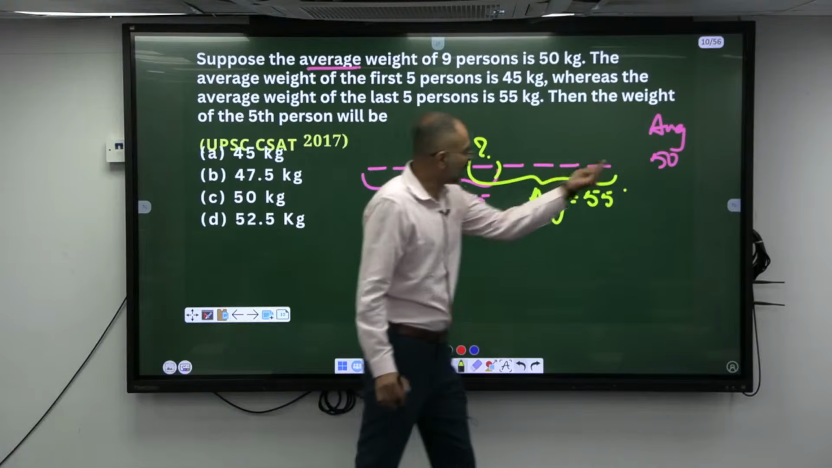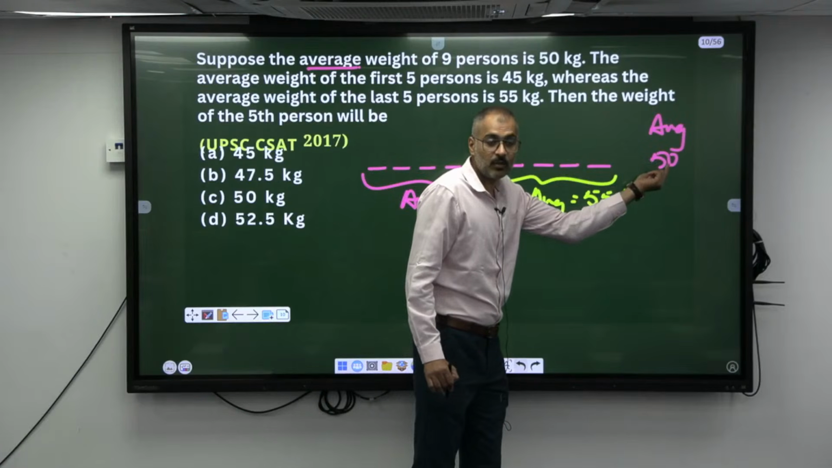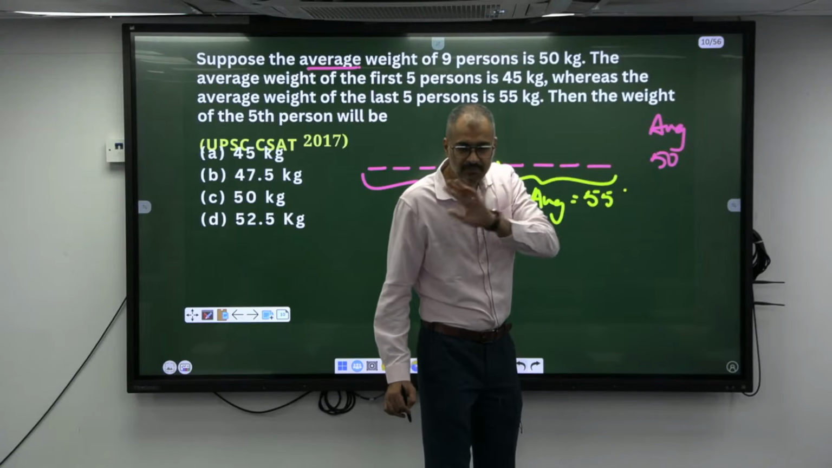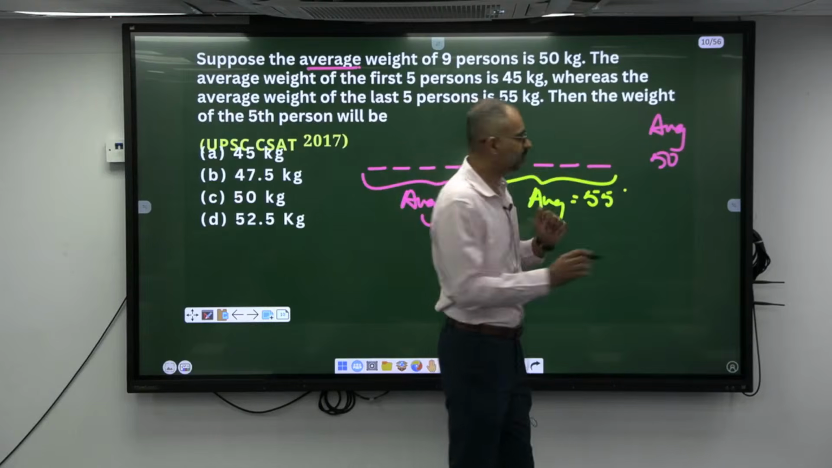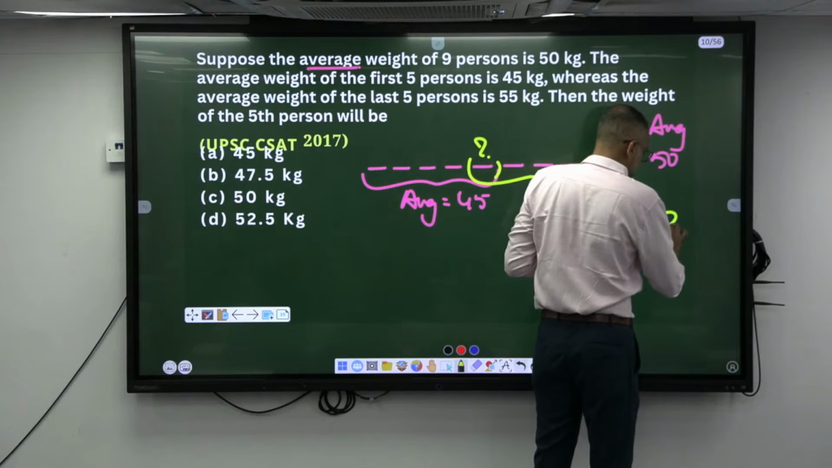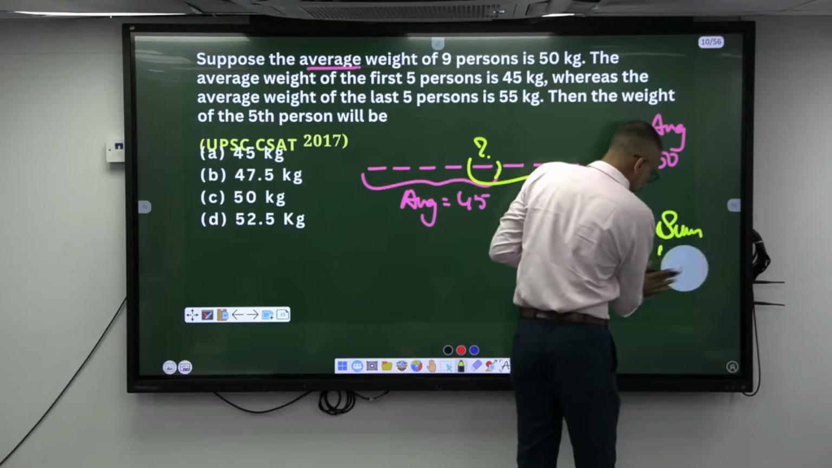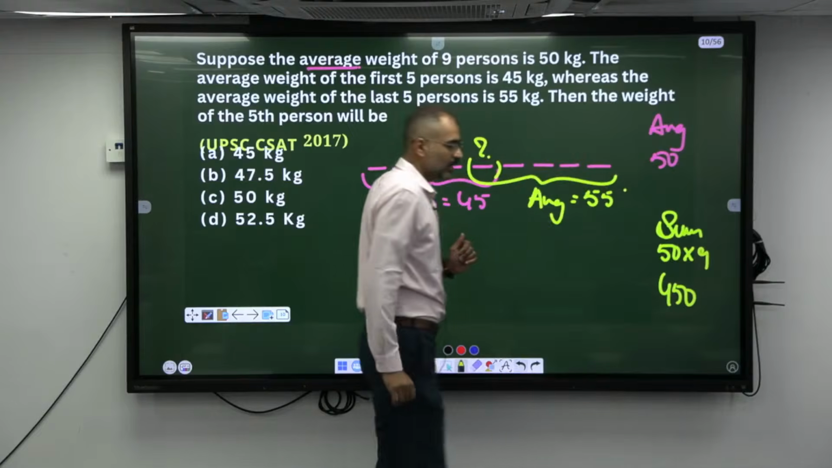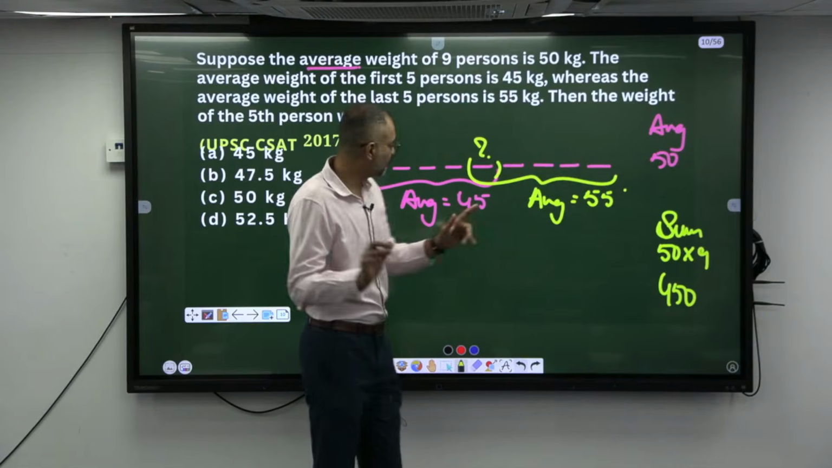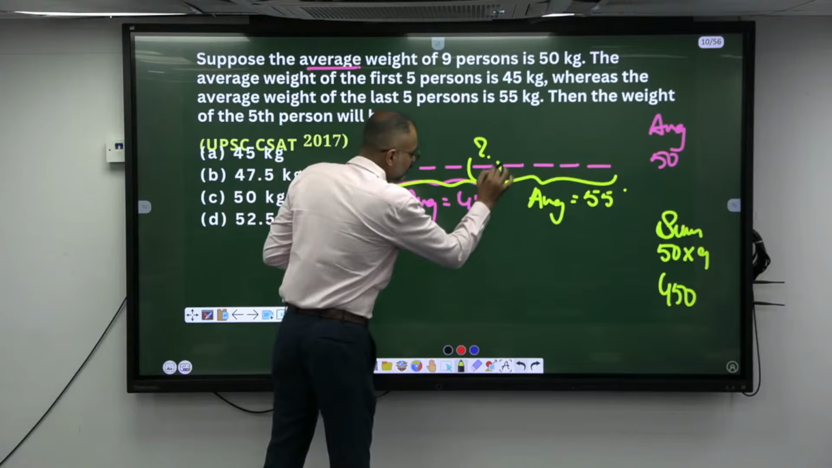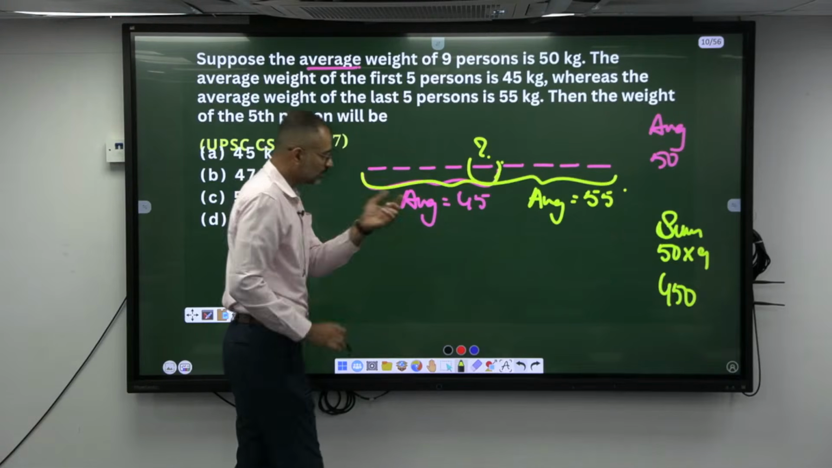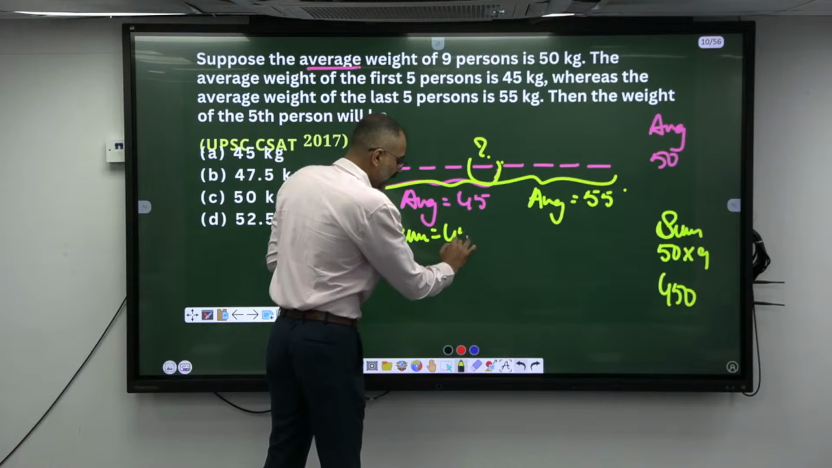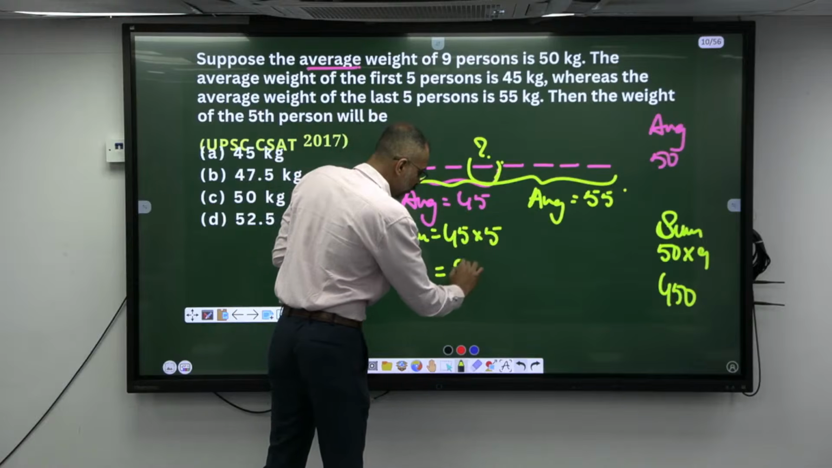If the average of 9 observations is 50, what is the sum of 9 observations? One observation, 50, 50, 50. How many observations? 9 observations. So the sum has to be 50 into 9, which is nothing but 450. This is the sum of all 9 observations. If I take only the first 5 observations, what is the average? 45. What is the sum? 45 into 5, which has to be 225.